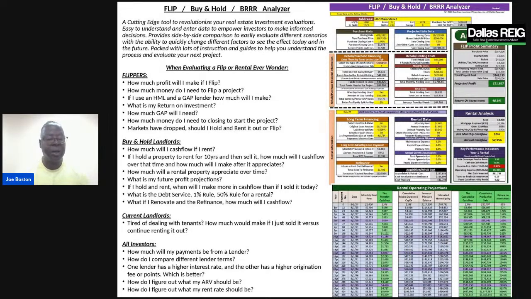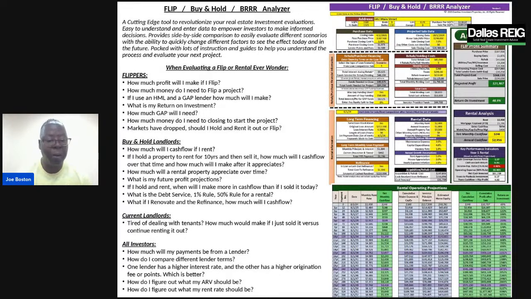So for all investors, how much will I make, or what will the payments be from my lender? How do I compare different lender terms? So we look at different scenarios from lenders and how much you have to put down versus it's 100%. So we run through all those different scenarios. One lender has a higher interest rate and the other has a higher origination rate or fee or points. Which one's better, right? So it'll give you a comparison when you're actually vetting different lenders. You can use this tool to analyze which one's better for your particular strategy.